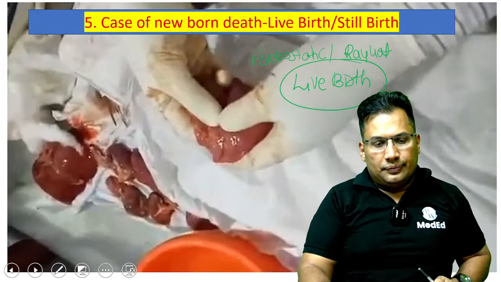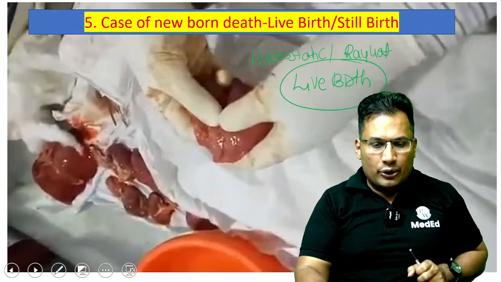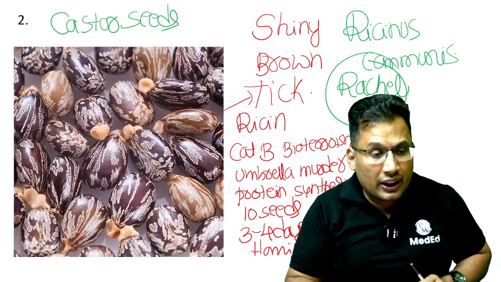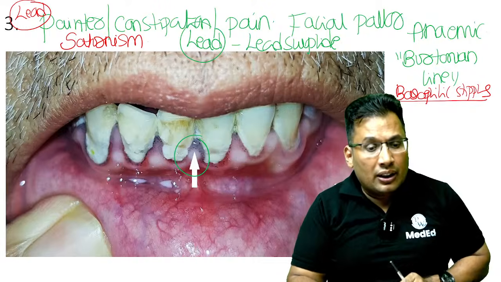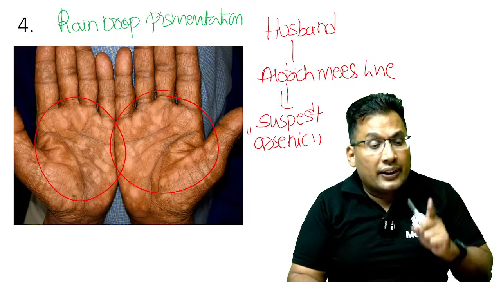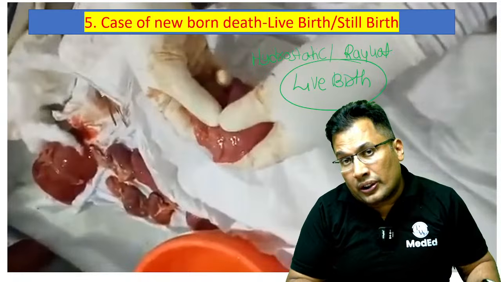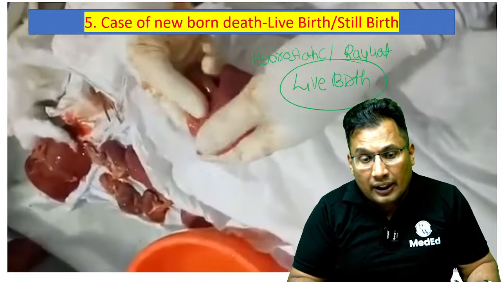Okay. So 5 questions. First question, I think, gastric lavage, 3 marks question है. Castor seed, 3 marks question है. Bartonian line, 3 marks question है. Renter pigmentation, arsenic, 3 marks question है. Hydrostatic question is a 5 marks question, infanticide. ठीक है.